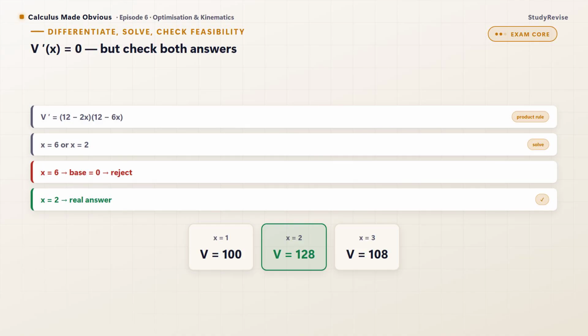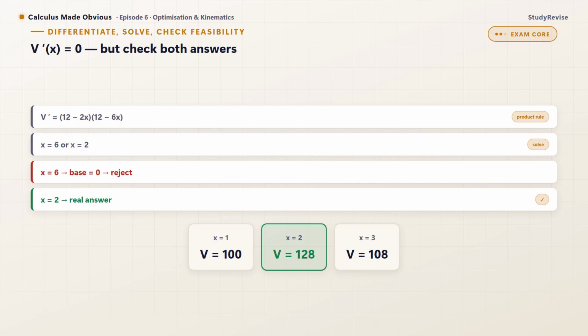Here is the step people skip. Check feasibility. If x equals 6, the base becomes 12 minus 12, which is 0. There is no box at all, just a flat, useless sheet. Reject it. x equals 2 is the real answer.